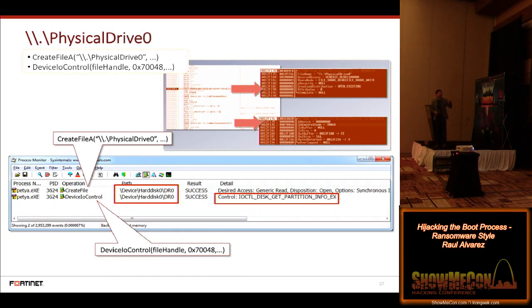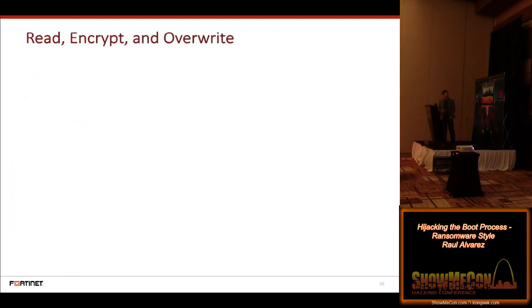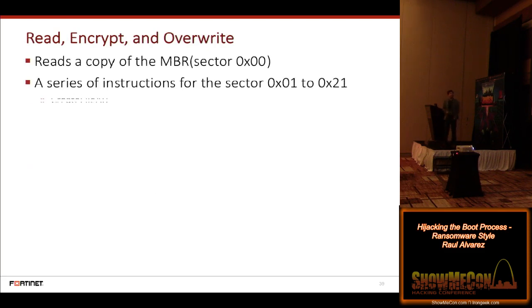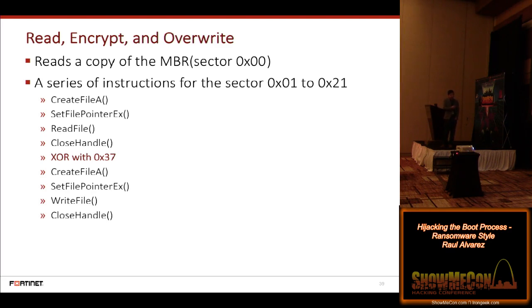And then you can monitor using Process Monitor, but you have to download it first. Then you can see that it is going to infect your system. What the malware does is it reads your partition. It reads a copy of your MBR. It will have a series of opening the file, setting the file pointer, and XOR, which is the encryption, from sector 0 to sector 21.